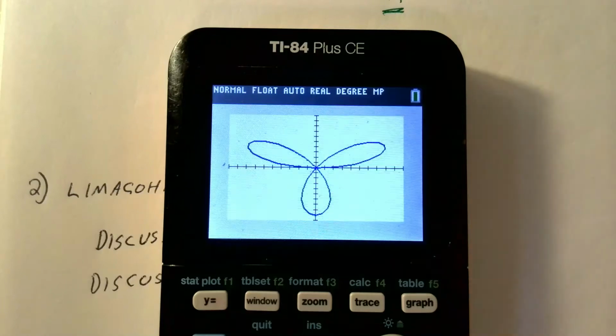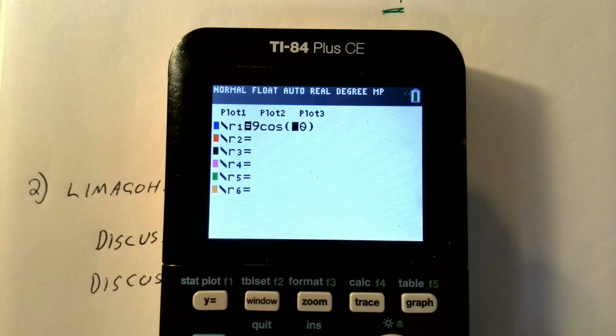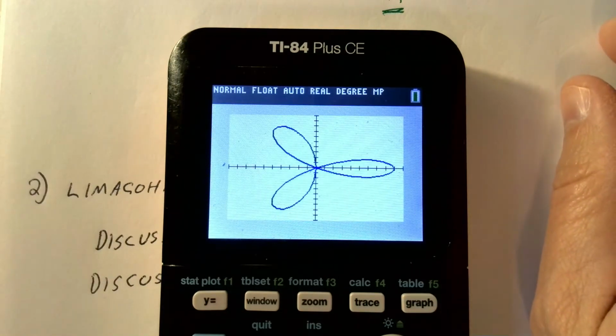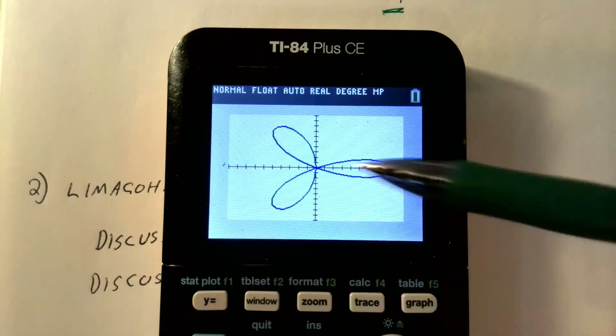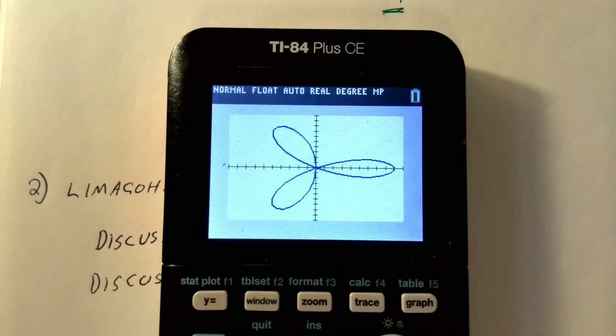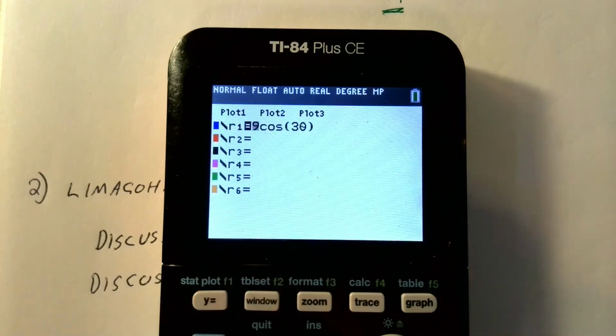You can see that. Now, let's take a look at cosine in the same window and see if that's going on. Cosine of 3 theta. Oh, isn't that interesting? So sine theta had vertical axis symmetry. Cosine theta has horizontal axis symmetry. Now, what happens if I put a negative in front of these things?